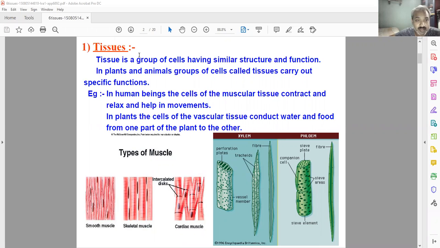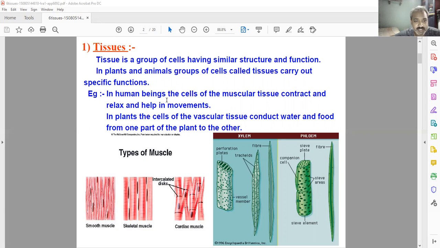First we would like to define what is tissue. Tissue is a group of cells having similar structure and function. In plants and animals, a group of cells is called tissue. They carry out a specific function. In this chapter we will study plant tissue in the first half, and in the remaining half we will go for animal tissue. So in this video we would like to finish the plant tissue.